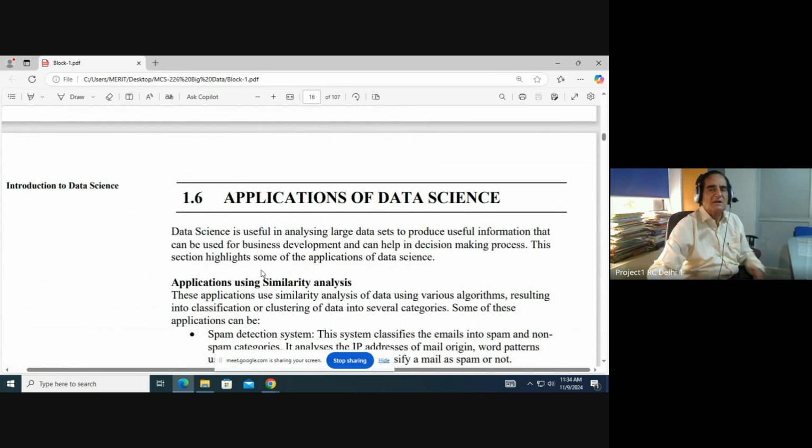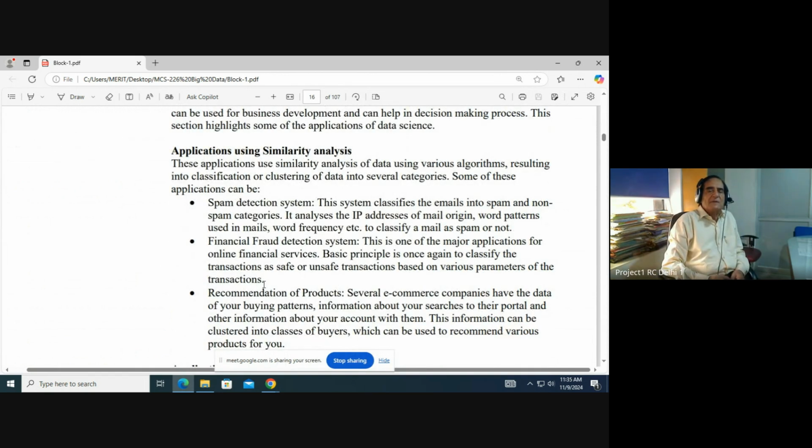So application of data science: applications use similarity analysis, spam detection. आपकी ईमेल आती है उसमें जो ईमेल स्पैम में भेजनी है वो डिटेक्ट की जाते हैं. फाइनेंशियल फ्रॉड, क्रेडिट कार्ड फ्रॉड, ऑल टाइप ऑफ थिंग. आपके बैंक से कोई आपका रुपया निकलवा रहा है, जहाँ आपने कोई गलत काम करा है, जहाँ आपका क्रेडिट कार्ड किसी ने चोरी कर लिया है, या क्रेडिट कार्ड नंबर चोरी कर लिया है. Basic principle is once again to classify the transaction as safe or unsafe based on various parameters of the transaction.